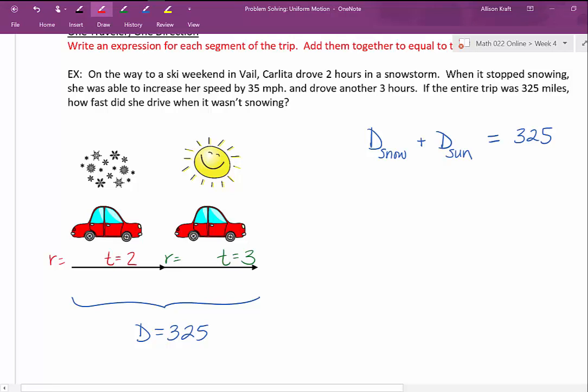It says when it stopped snowing, she was able to increase her speed by 35 miles per hour. What was her speed? We don't know. So we're going to call it x. But we know that when it stopped snowing, she was able to increase that speed by 35. So we'll take our original speed of x and add 35 to it.